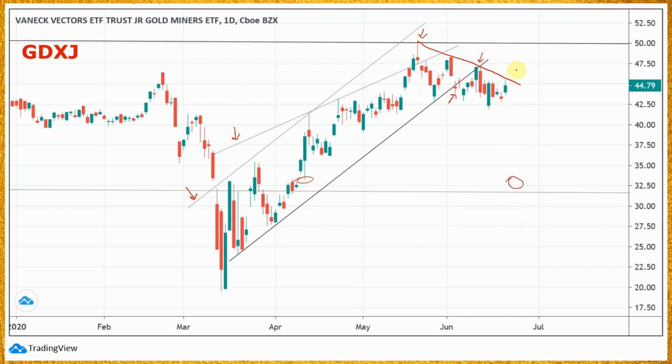But of course, it could equally move upwards, in which case we would need to really watch the top of this trend line here. So a break above, let's say 45 really, 45-ish. But remember, the 50 would be a potential resistance level there.